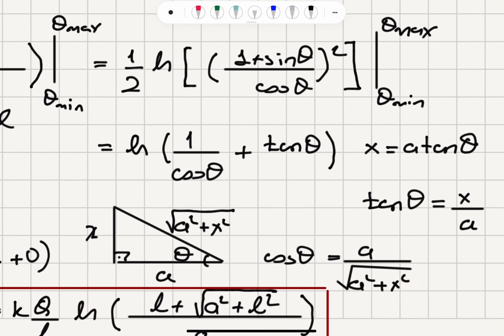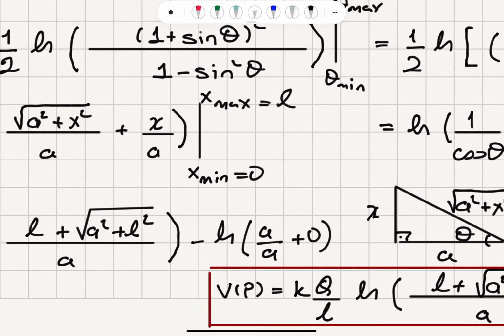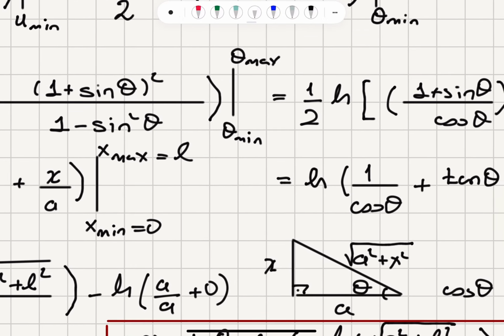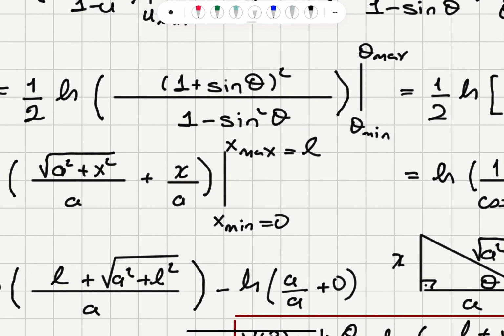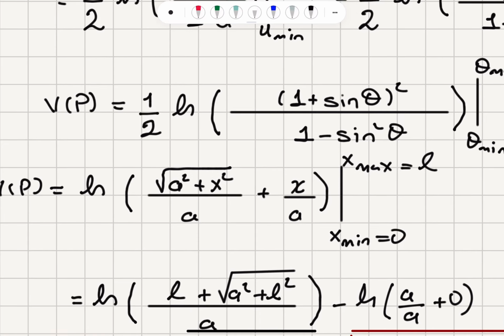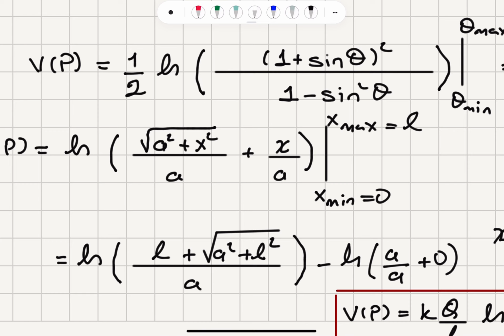over a. Then cosine theta is a over square root a square plus x square. 1 over cosine theta is square root a square plus x square over a. So that's what I substitute here. For 1 over cosine theta, and for tangent theta, I substitute x over a. The limits of the integration are now 0 and L, for x values, this is the length of the rod. So then I have for L, square root of a square plus L square plus L over a.